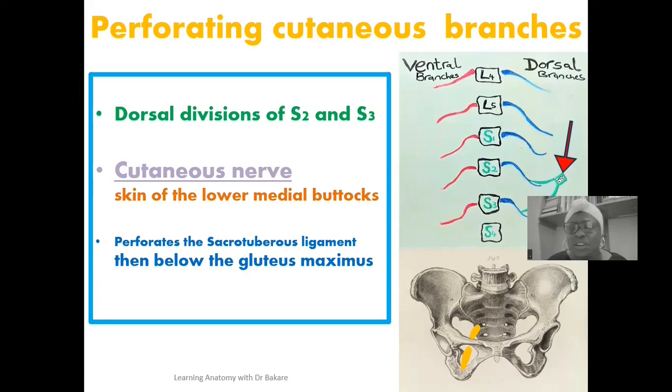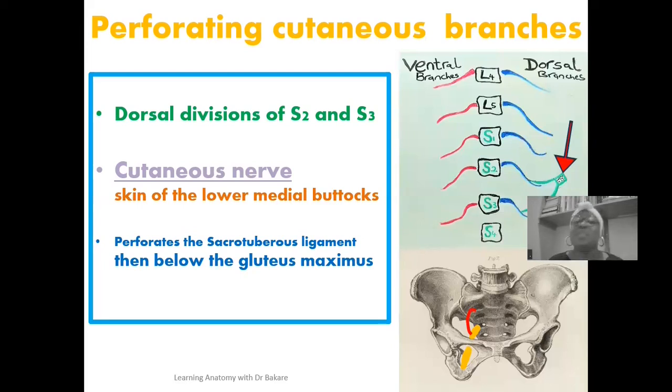So you have this sacrotuberous ligament connecting the tuberosity of the ischium to the sacrum. So it runs along this path. After the emergence of this nerve from the dorsal divisions of the anterior rami of the second and third sacral spinal nerves, you see it perforating the sacrotuberous ligament so as to exit the pelvic cavity. After perforating it, you see it running below the gluteus maximus behind, then giving sensory innervation to the skin around the lower medial buttocks.